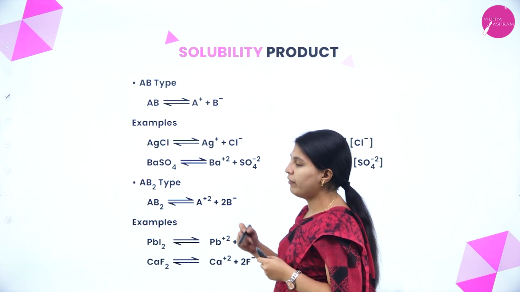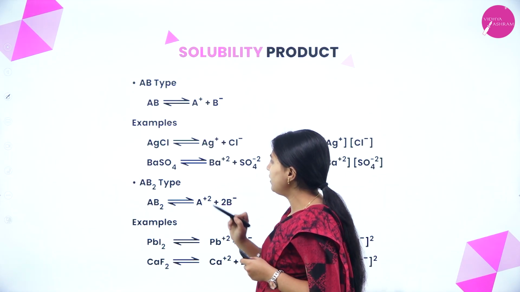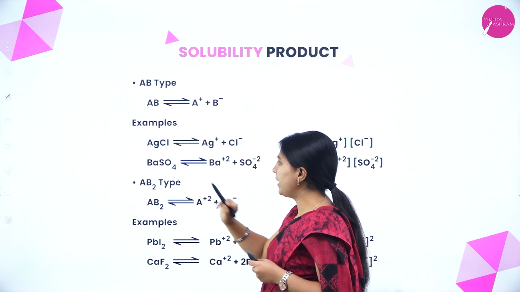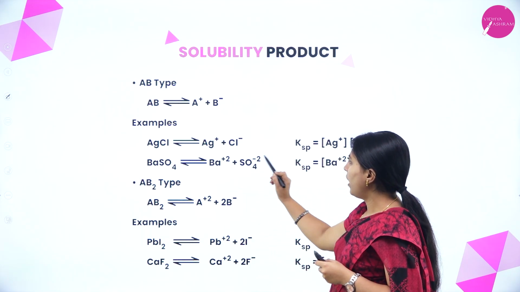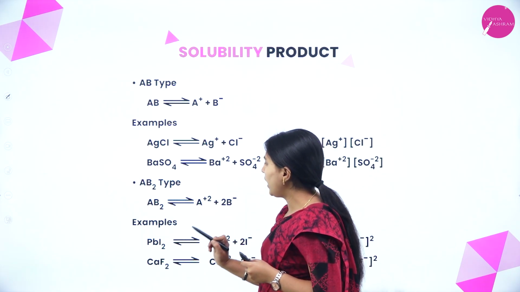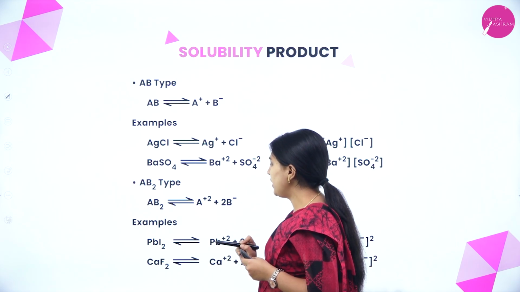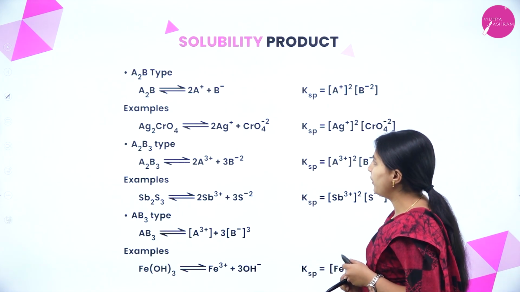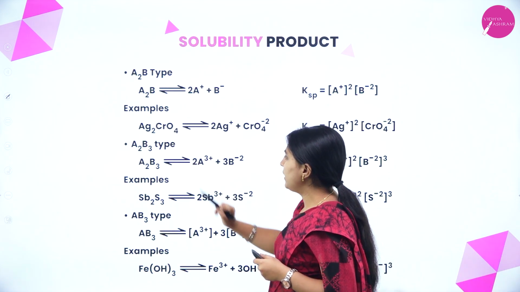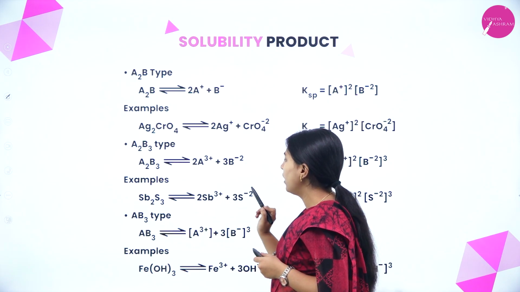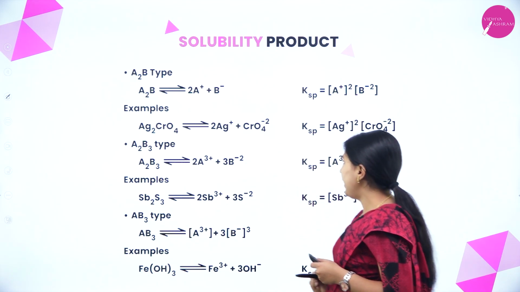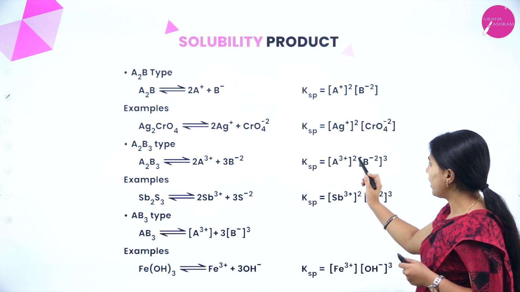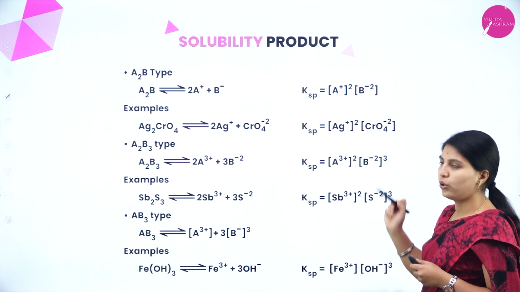Here, AB type, how will it dissolve? A plus, B minus. For example, silver chloride giving Ag plus and Cl minus, and barium sulfate, Ba2 plus and sulfate. AB2 type, A2 plus plus 2B minus, example lead iodide and calcium fluoride. Next, A2B type, silver chromate; A2B3 type, antimony sulfide; and AB3 type, ferric hydroxide. See, everywhere the solubility product has been written with its concentration, with the x value and with its coefficient.